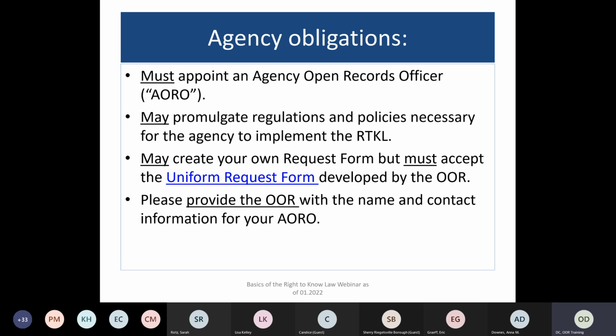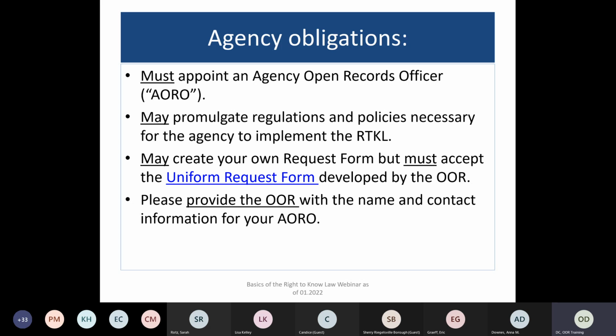You can come up with your own form, and many agencies do. They like to have their seal at the top, contact information for the AORO, maybe they list any of those local rules that they have. But you must also accept the uniform request form, or what we call the state form.